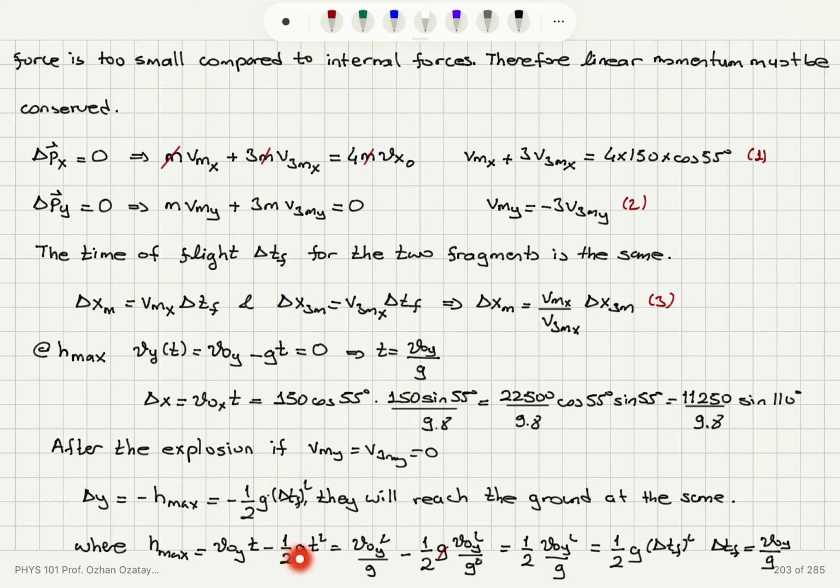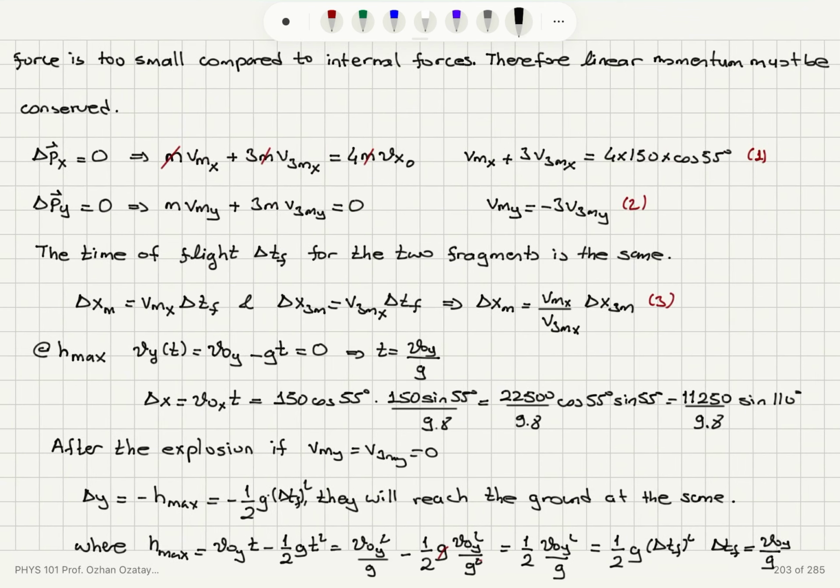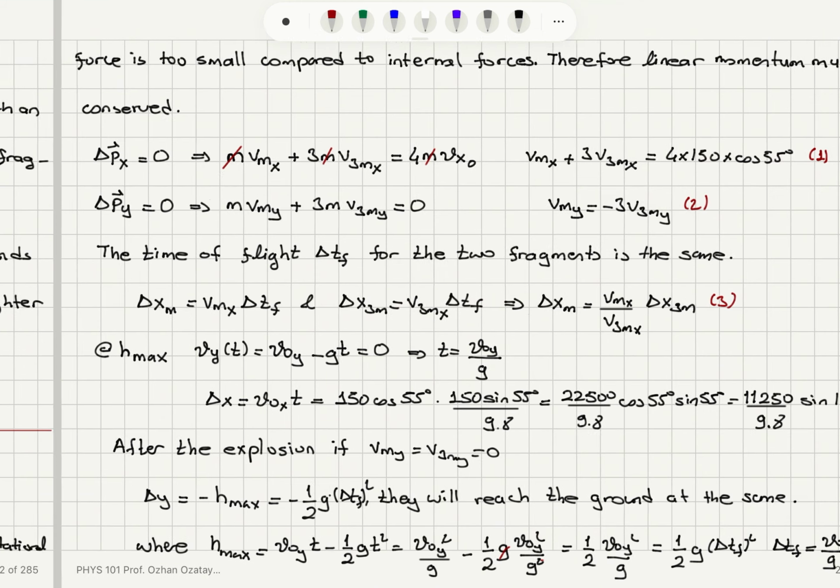And with that, because the time to reach the maximum height was calculated to be V0y over g, where the y component of the velocity is 0, we substitute that here. So we find a relationship between the time of flight and the initial velocity y component and gravitational acceleration. So the distance traveled, the displacement on the x-axis for the 3m, is going to be equal to v3mx delta Tf.